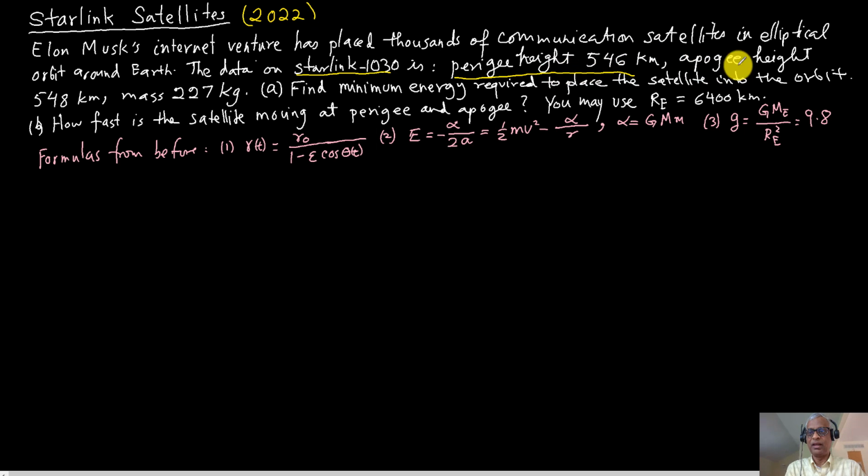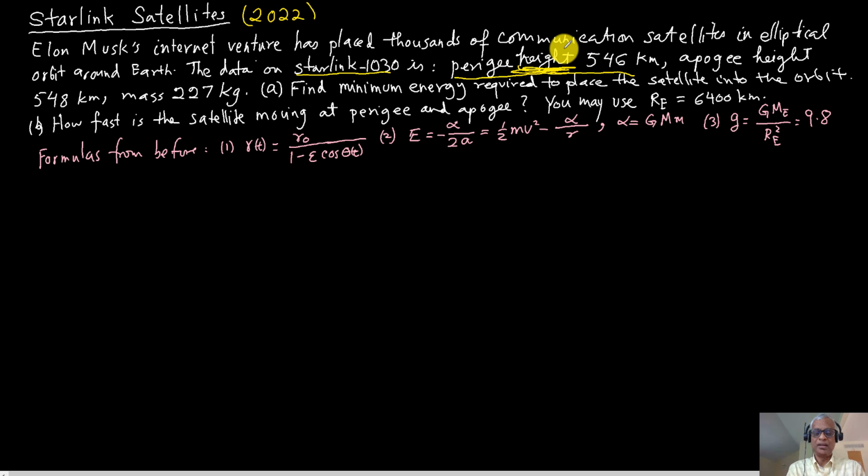Perigee height and apogee height. What they are is, if it was the sun, we'd call it perihelion, but when it's Earth, it's called perigee, the nearest point. And this is a height, which means height above Earth.